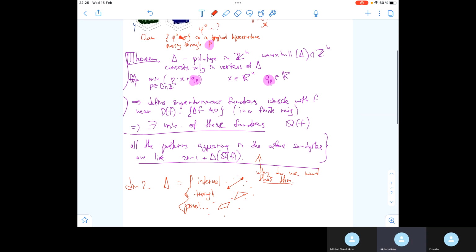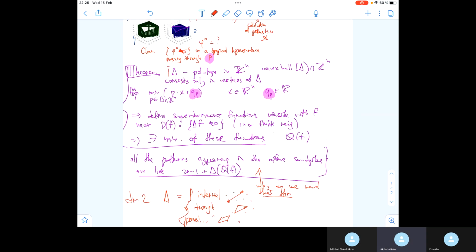And here my polytope is in dimension n, and we have many more possibilities. It can be an interval, it can be a triangle, it can be something 3-dimensional, 4-dimensional, and so on, any dimension. Yeah, it's exactly the same.